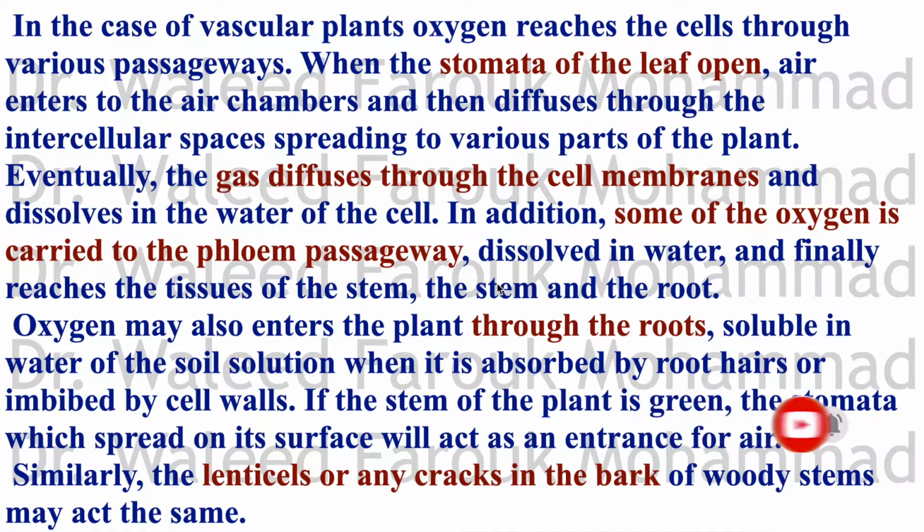How does air get into the plant? Well, it gets into it through the stomata. Stomata means openings on the leaf. It enters the air chambers in the leaf and fills them with air. Also, gas diffuses through cell membranes, so it travels from cell to cell. Also, the oxygen is carried in the phloem passageway from the leaves and stems to be distributed all over the plant. Also, the oxygen is in the solutes in the soil, and it gets into the plant through the roots by imbibition. Remember, dissolved in the solutes in the soil. Also, it enters through any cracks in the bark of the plant.